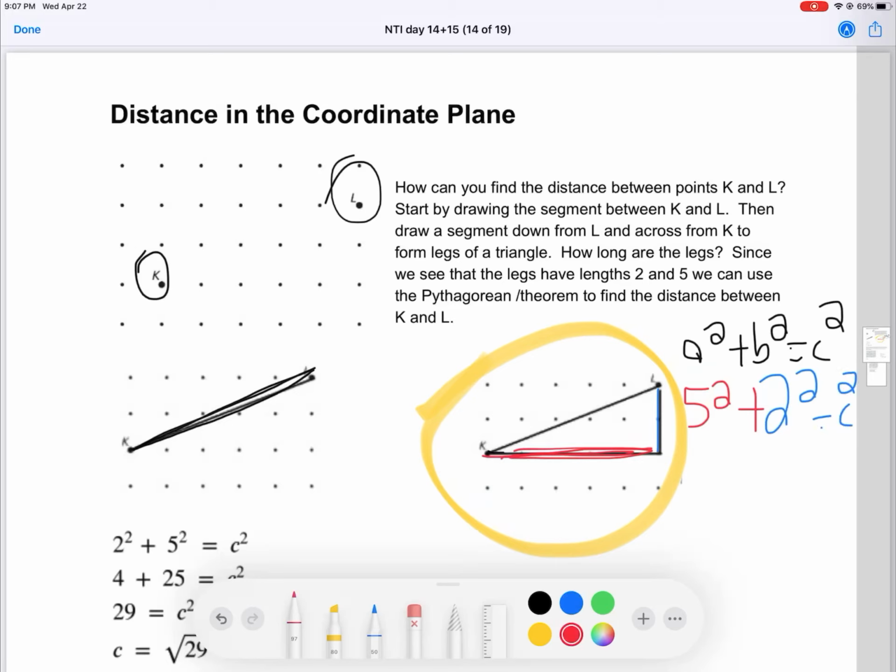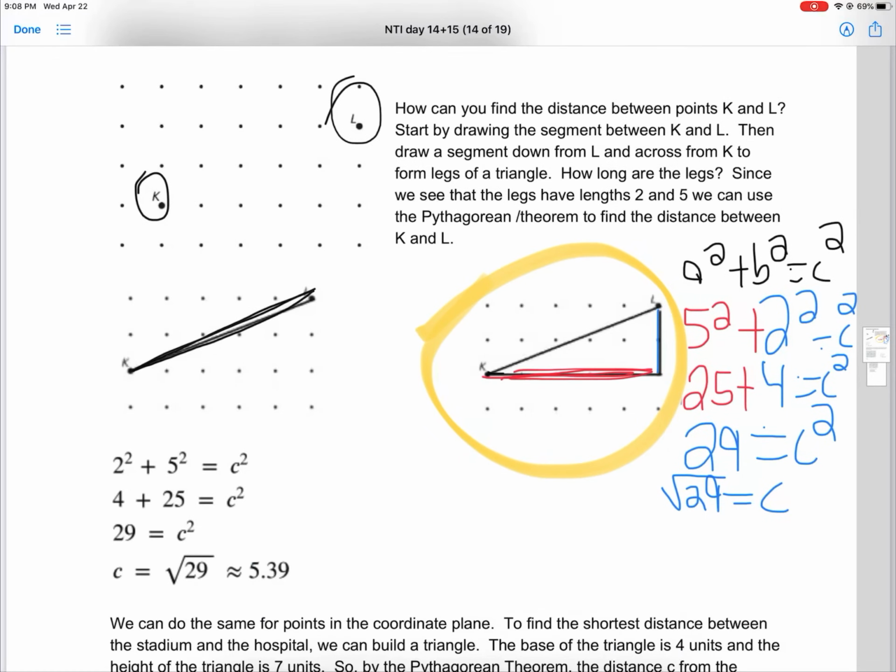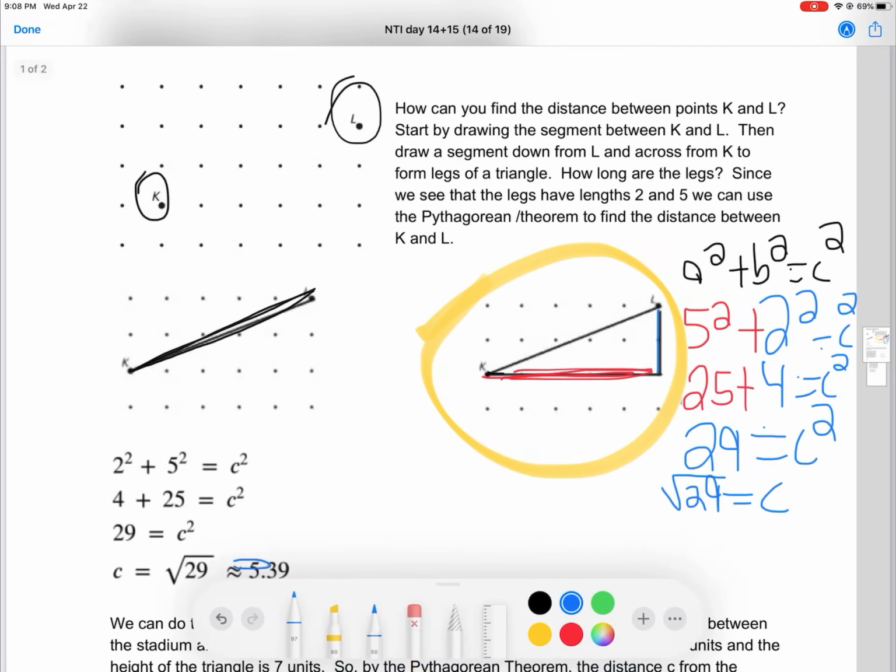So 5 squared is 5 times 5, 25, plus 2 squared is 2 times 2, or 4, is equal to c squared. So 29, because 25 plus 4 is 29, is equal to c squared. C is equal to the square root of 29. And that's how we're going to solve it. And we're just going to keep it in that square root form, so we don't have to worry about finding that.